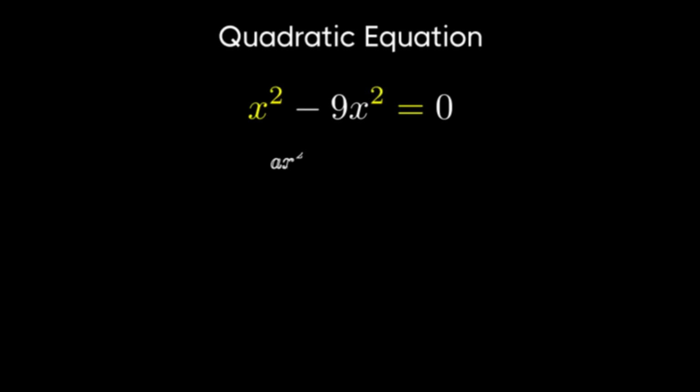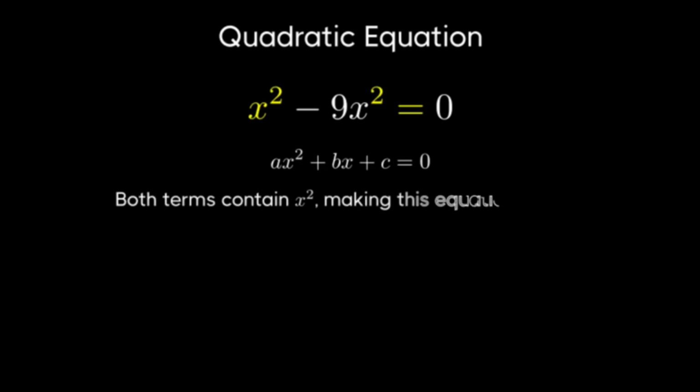The standard form of a quadratic equation is ax squared plus bx plus c equals 0, where we have different powers of the variable x. Our equation doesn't follow this pattern. When both terms contain the same power of x, in this case x squared, we can use a different approach called factoring out the common variable. This technique allows us to simplify the equation significantly.